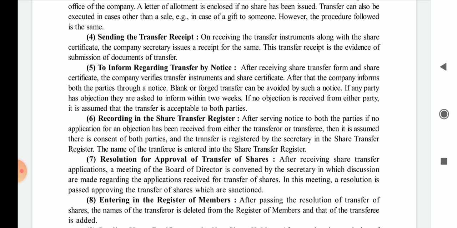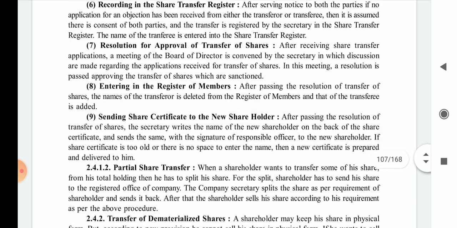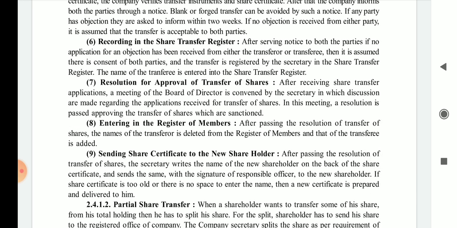If any party has an objection, they are asked to inform within 2 weeks. It means if you have any kind of doubt, you have to compulsorily contact the company within 2 weeks, that is 14 days. If no objection is received from either party, it is assumed that the transfer is acceptable to both the parties. If no objection is received at that time, it is assumed that the transfer is acceptable to both parties.